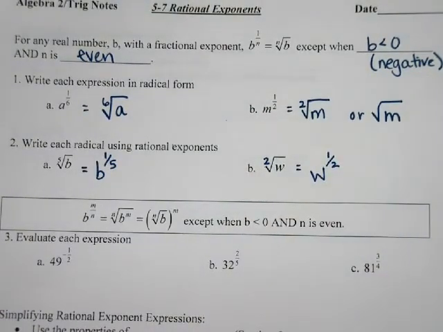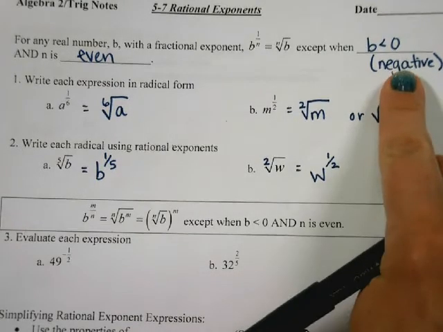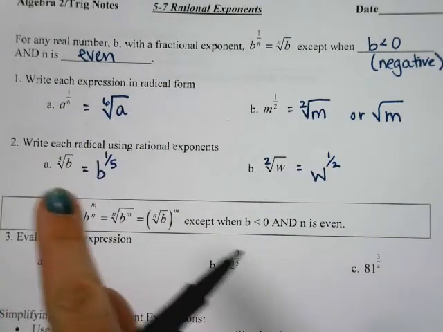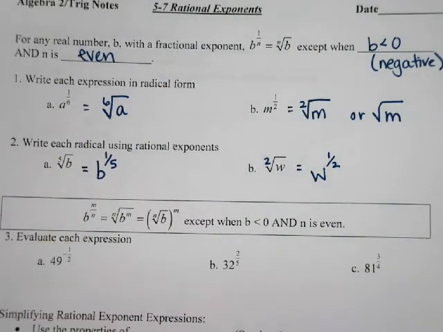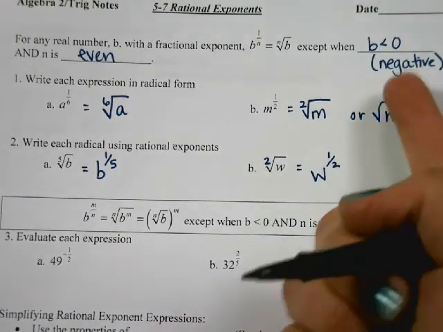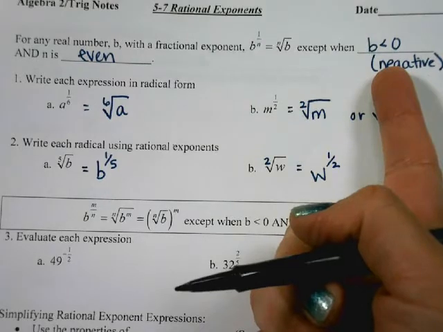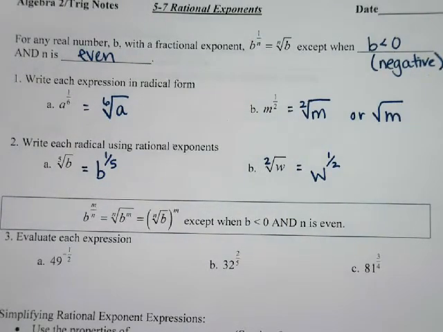Now, it said that was the case all of the time, except for when b is negative and n is even. So think about it, we can't take the square root of -4, right? We can't take the square root of -16, because there are not two numbers that are the same. But I could take the cube root of those. So all that's saying is we still can't do it if we're taking an even root of a negative number. Got it. That's all that's saying. That's a lot of math words for just saying that.